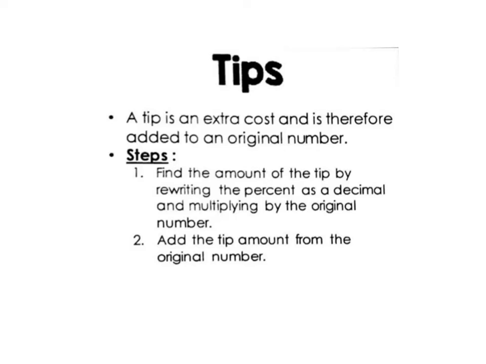So the first step we're going to use is to find the amount of the tip by rewriting the percent as a decimal and multiplying by the original number. The second step, we're going to add the tip amount back to the original number.